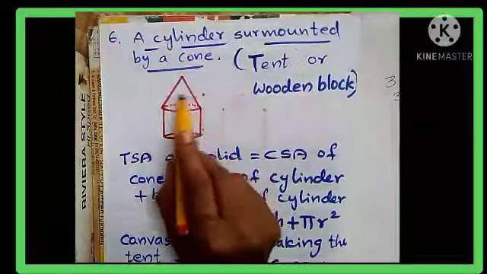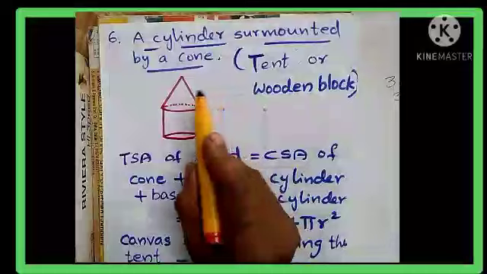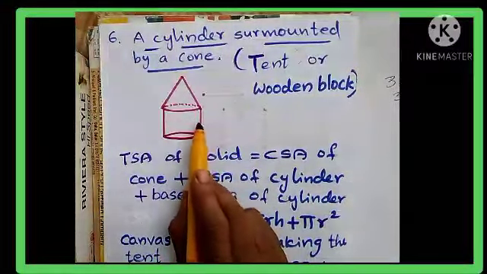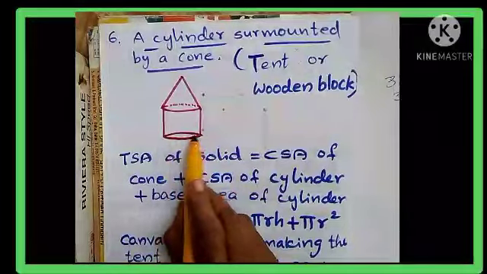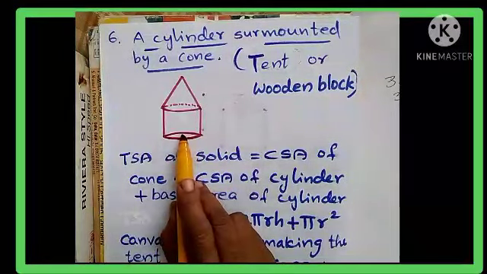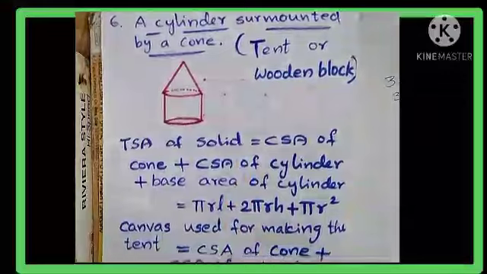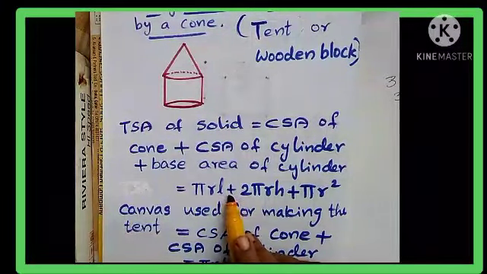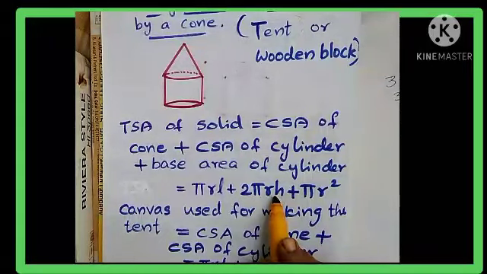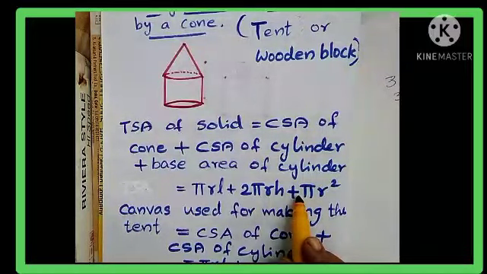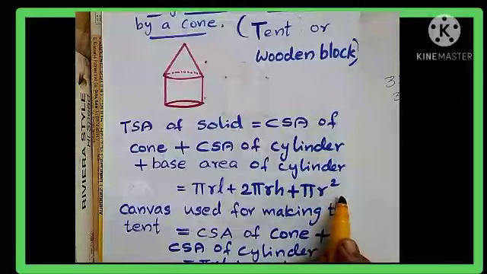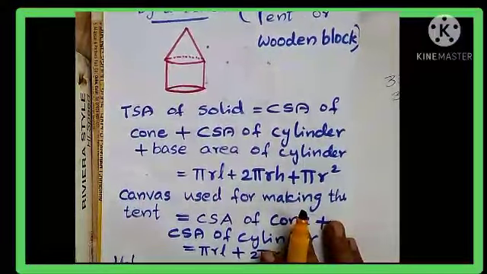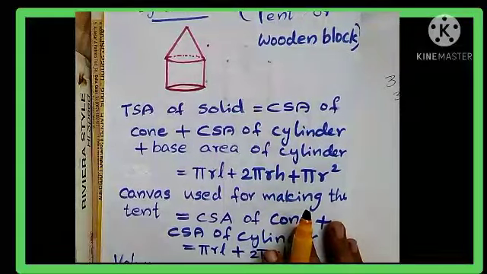If it is a wooden block, we need to paint these three areas. That is CSA of the cone plus CSA of the cylinder plus base area of the cylinder. Base area means it is a circle. So we can see that CSA of the cone, what is that? Pi RL plus CSA of the cylinder 2 pi RH plus the base area, it is a circle, pi r square. Understand?